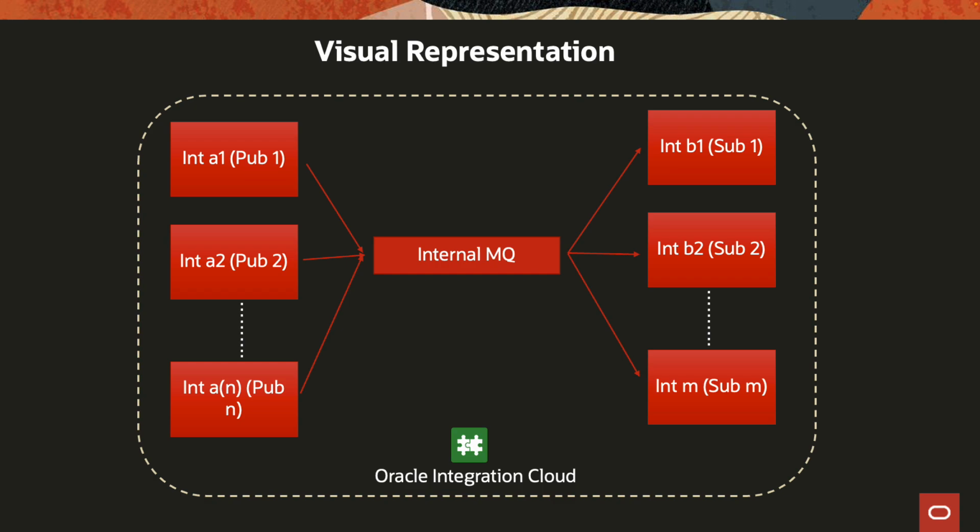PubSub looks like. Everything is inside of Oracle Integration Cloud, so the publisher integrations publish messages to some sort of internal queue, and there are multiple subscribers subscribing to the queue, and then they receive the message and do their downstream processing, right? So whoever is subscribed to that particular event receives it, executes it, and it's finished. And there can be more than one publisher for the same event, as well as more than one subscriber to the same event, right?